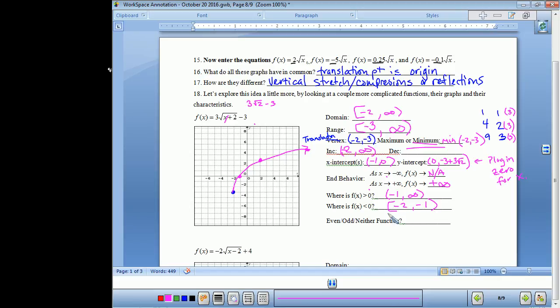Now, I included -2. And I didn't include -1 because at -1 it's 0. But I can include -2, which is weird because there's no equal to here, but I get to use it because this is the endpoint. That's the only reason. Alright, and they're going to be neither. You can't make that function symmetric.